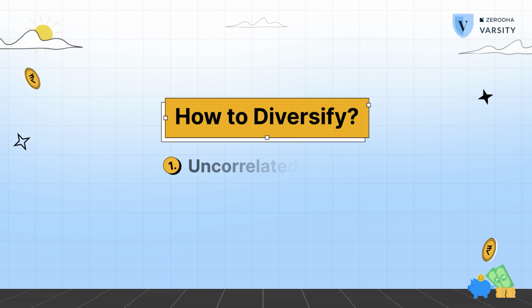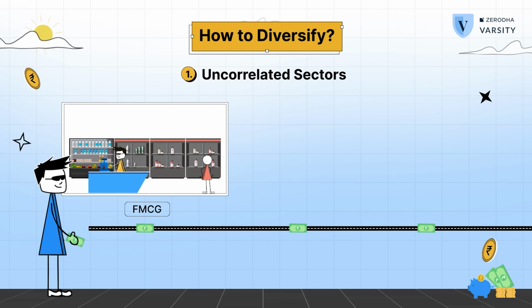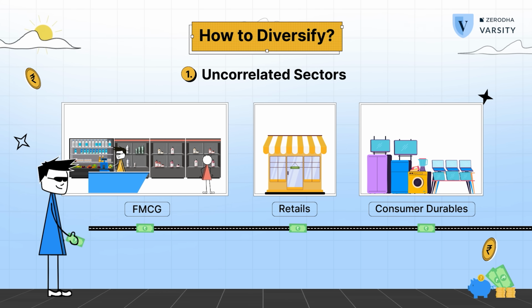Number one is uncorrelated sectors. The first and most important rule of diversification is to invest in uncorrelated sectors. What this means is that if you buy 20 stocks, they should not all be moving for the same reason. For example, if you believe that disposable income in India is increasing, you might feel tempted to invest only in consumption-related sectors like FMCG, retail, consumer durables, etc. But that is not real diversification because all these sectors depend on the same thing, consumer spending.